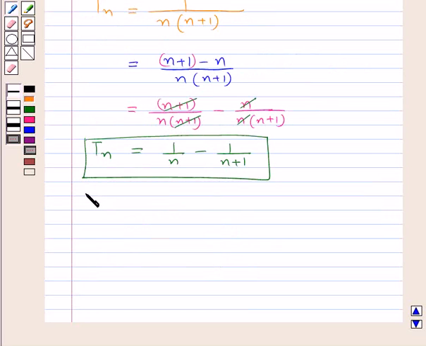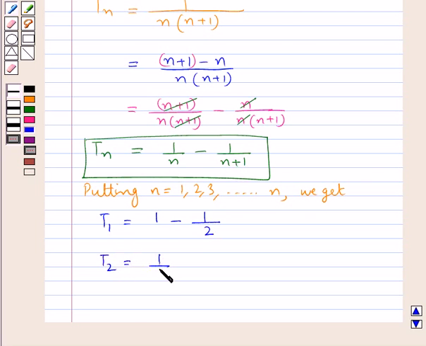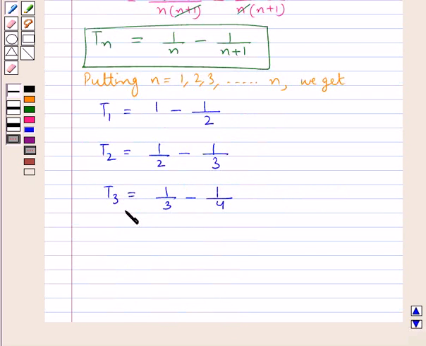Now next, putting n equal to 1, 2, 3 and so on up to n, we get t1 is equal to 1 minus 1 upon 1 plus 1 which is 2, then t2 is equal to 1 upon 2 minus 1 upon 2 plus 1 which is 3, then t3 is equal to 1 upon 3 minus 1 upon 3 plus 1 which is 4 and so on up to tn which is equal to 1 upon n minus 1 upon n plus 1.